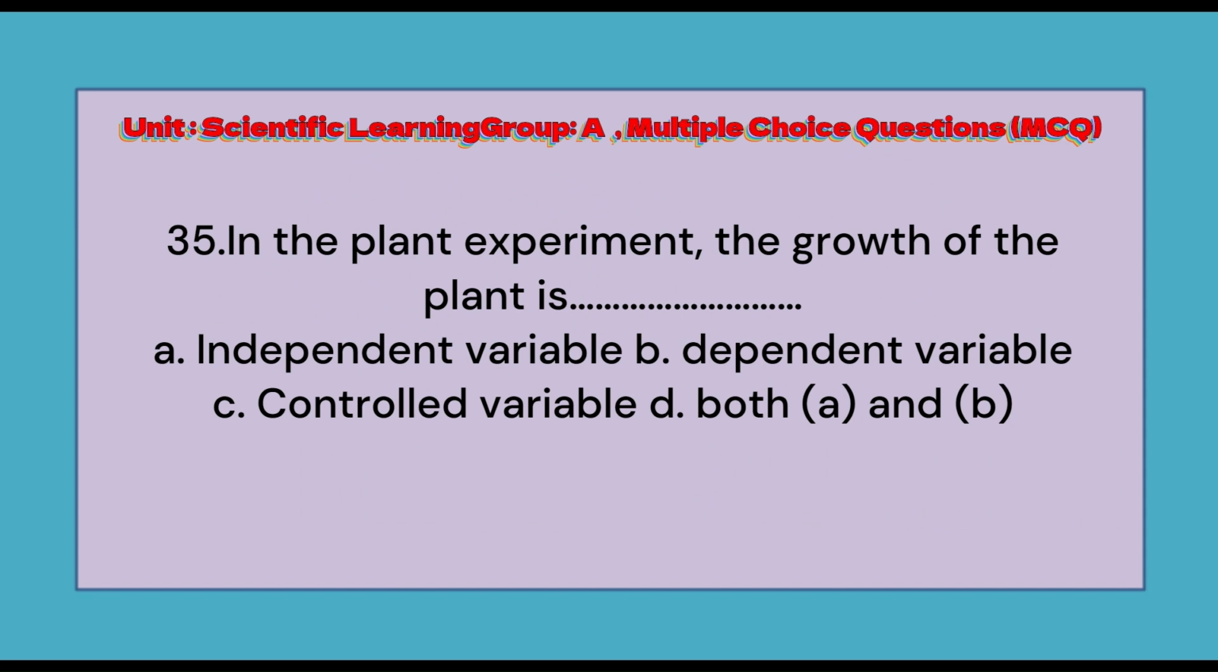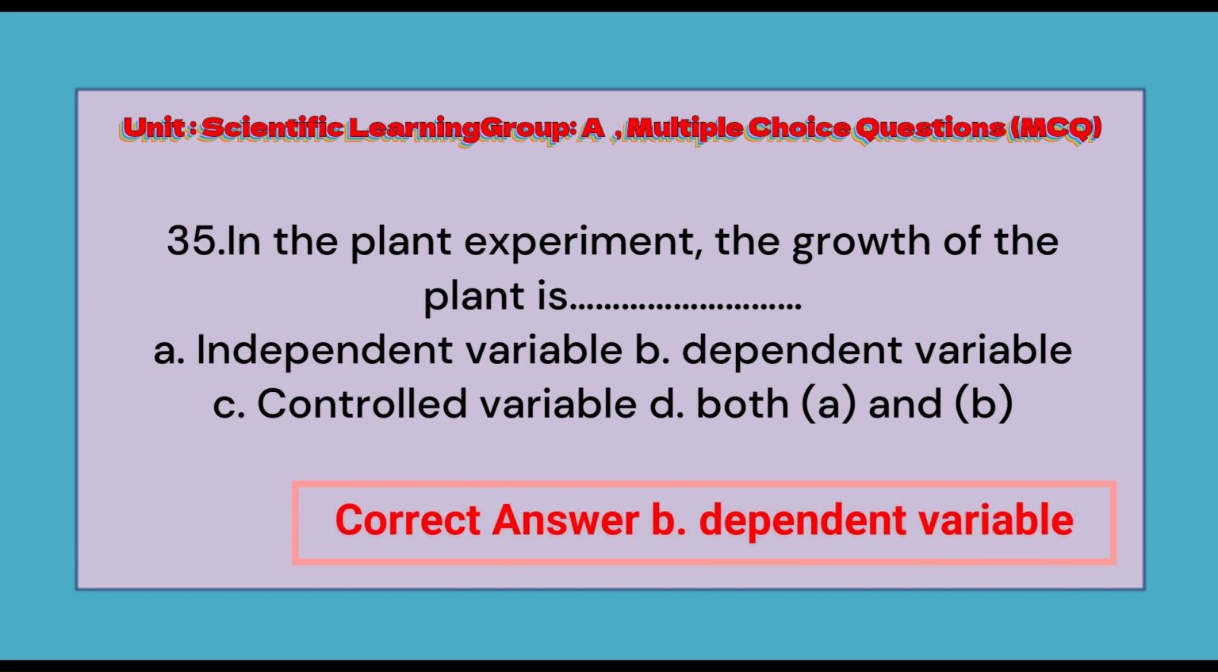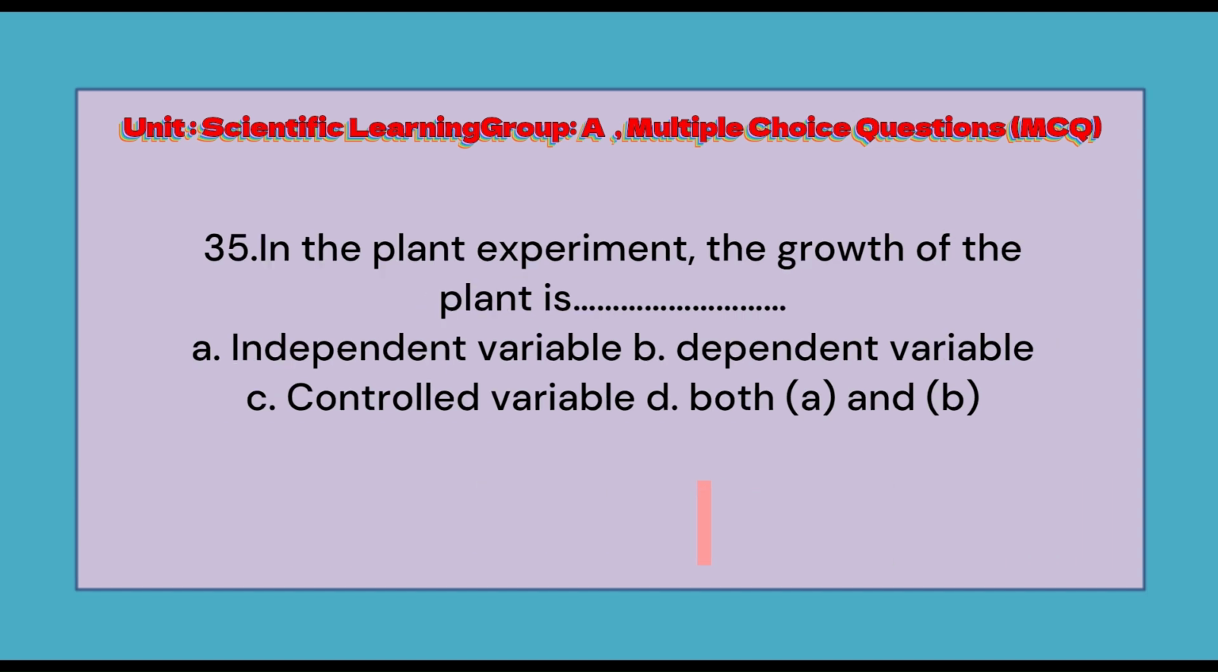35. In the plant experiment, the growth of the plant is A. Independent variable. B. Dependent variable. C. Controlled variable. D. Both A and B. Correct answer. B. Dependent variable.